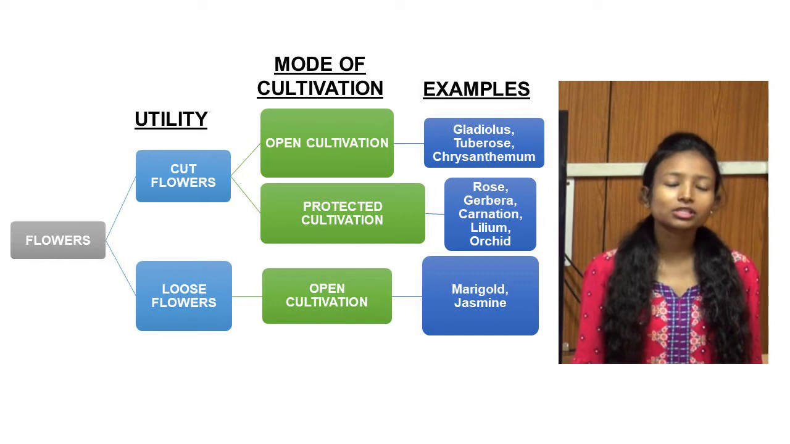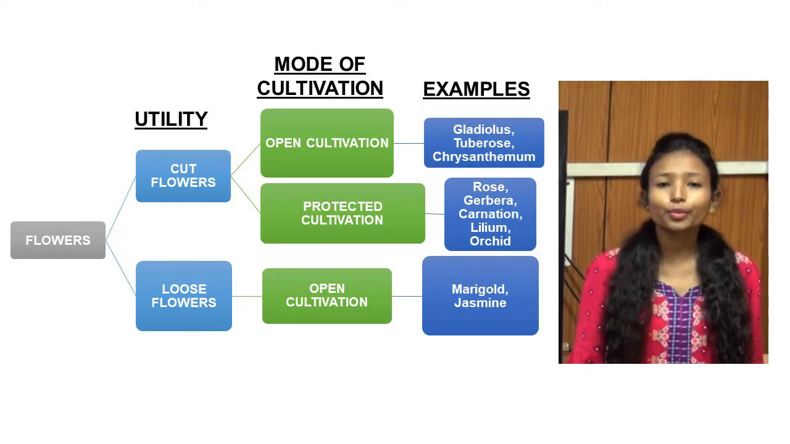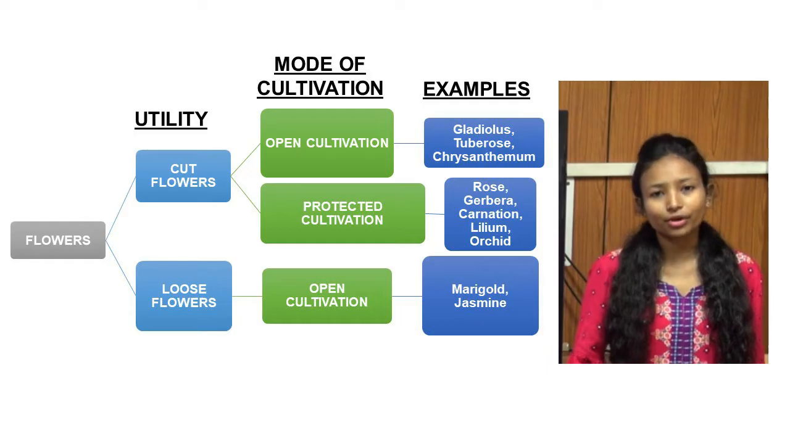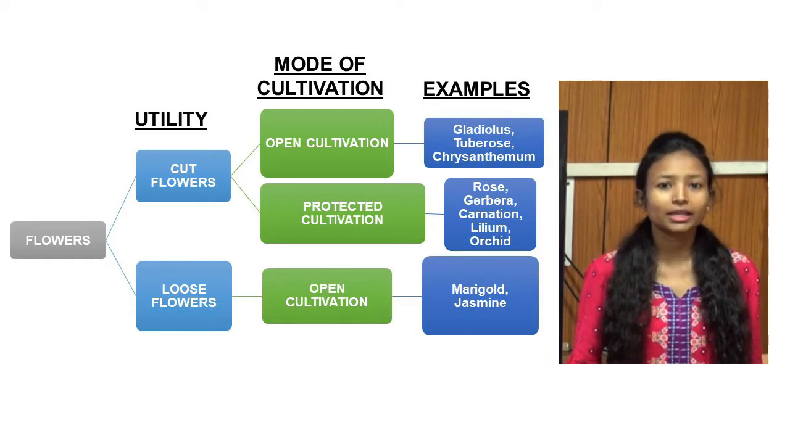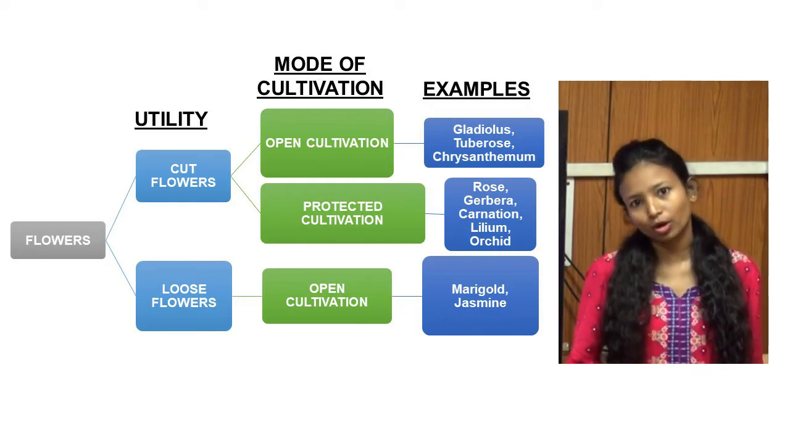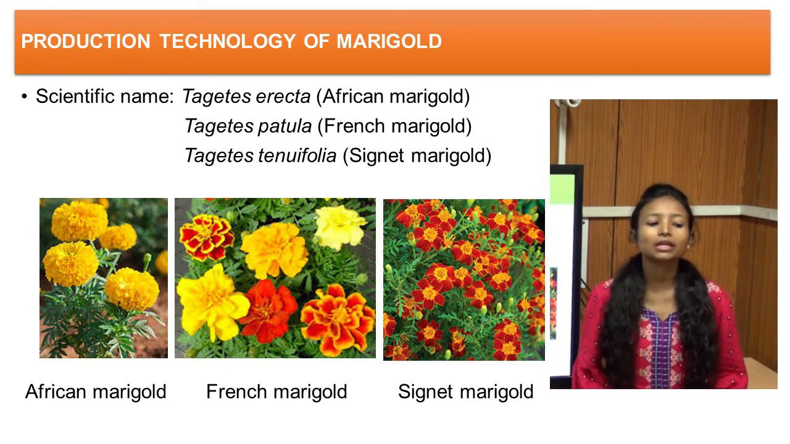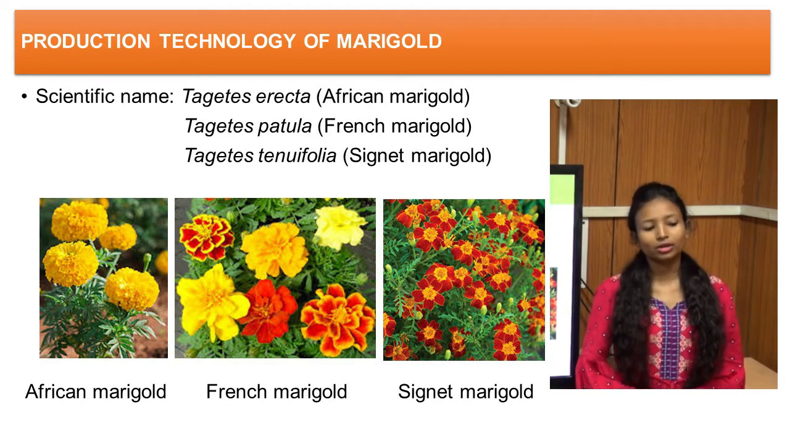Under open cultivation, flower crops are grown when the conditions of the environment are congenial for their growth. But under protected cultivation, all the inputs such as light, temperature, fertilizer doses and even humidity are provided as per the need of the plant. Under protected cultivation, the flowers are mainly grown in enclosed structures such as the polyhouse or the greenhouse. So today we will see the production technology of marigold.